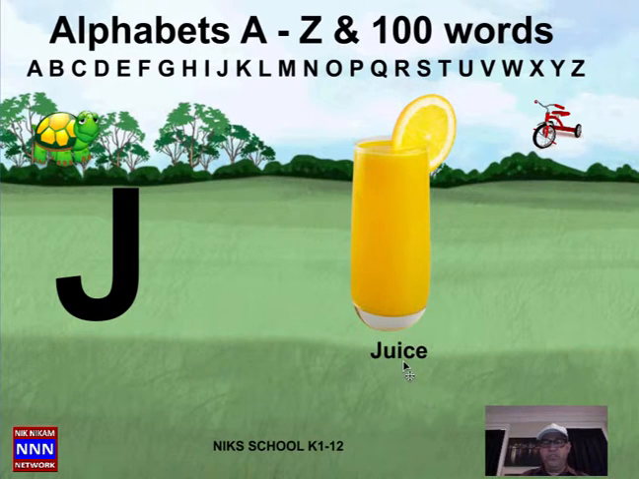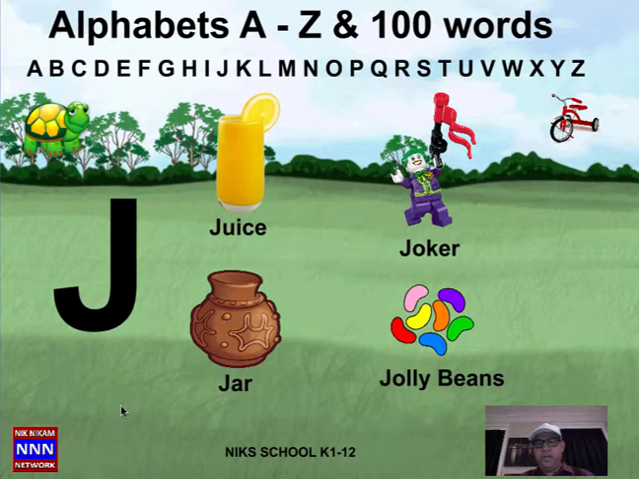There's orange juice, there's tomato juice, there's vegetable juice, and there's fruit juice, there's watermelon juice. Oh, there are so many varieties of juices. But this is a glass of juice, starting with the letter J. Let us look at some more examples of words starting with the letter J. We already saw juice. And what is this? This is a joker.